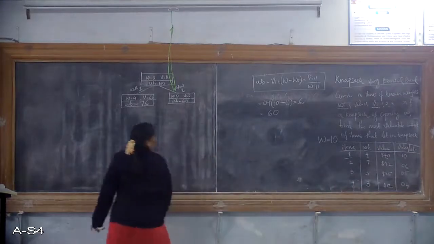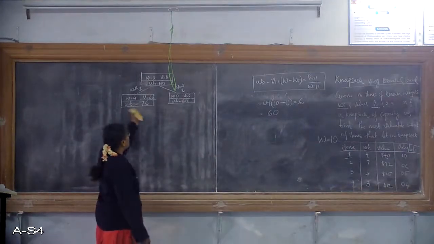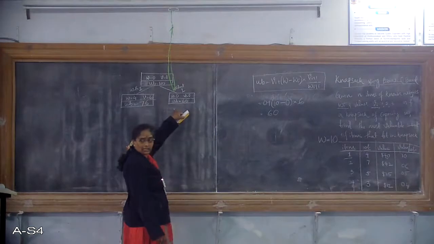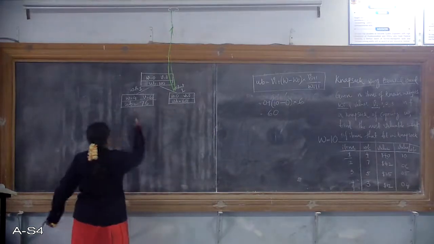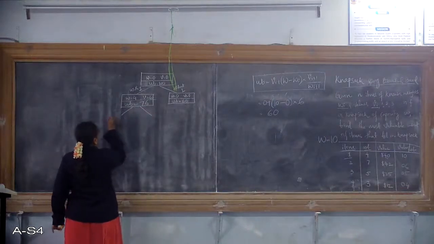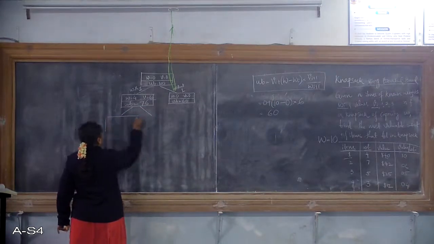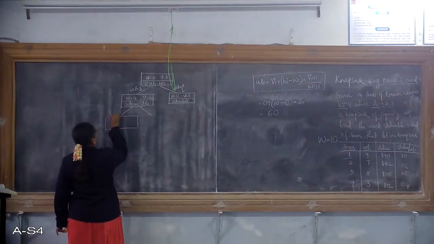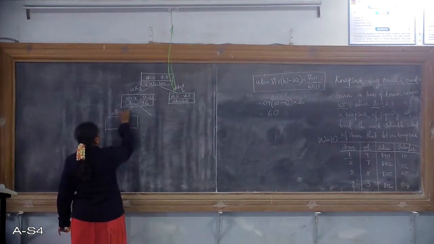Next, out of these two, the one which will give me the maximum upper bound is to be explored to the next level. So it is this. So explore this for the next level nodes. So now I want to include item 2 for the knapsack. So I'll write with 2.